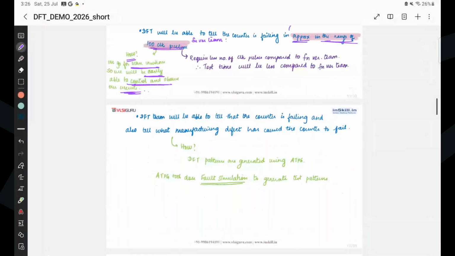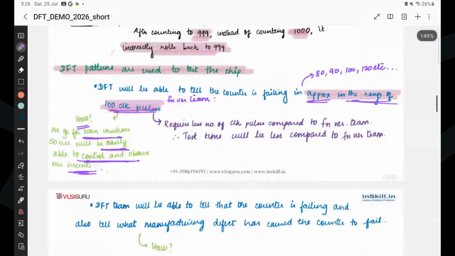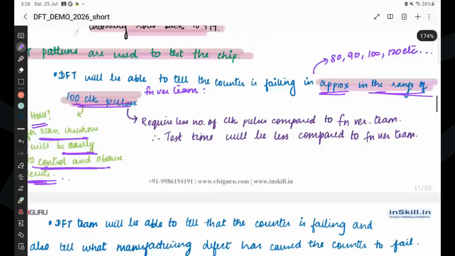Ma'am, I just had one more doubt. You told me that DFT will only be helpful in checking the manufacturing defects of a chip. So how do we mimic the manufacturing defect? Because it can arise anyway, right? It can arise only during the manufacturing process.